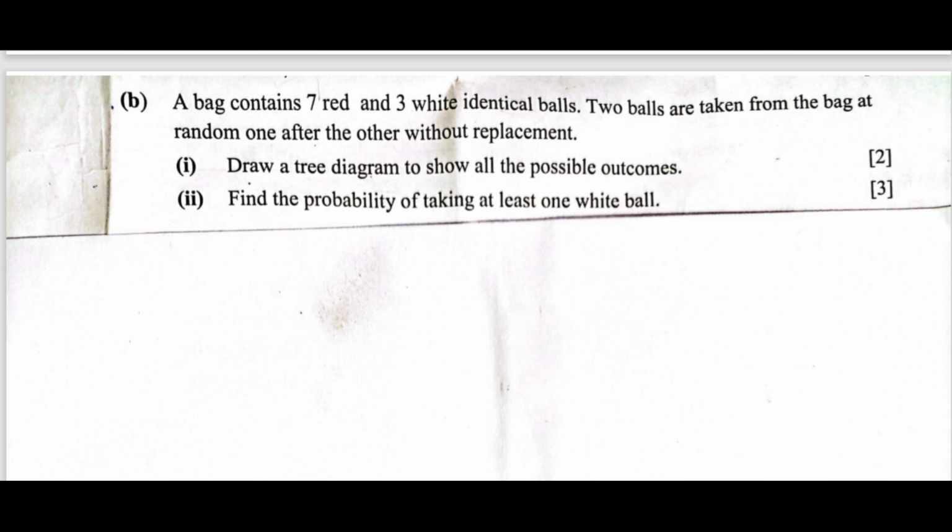Before we look at our tree diagram, first let's look at how many outcomes we will have here. There are 2 outcomes, because there is a chance of picking a red ball, and there is a chance of picking a white ball. If we add the total number of these balls, it will give us 10. Now, after knowing that we have 2 outcomes, we can go to our tree diagram.